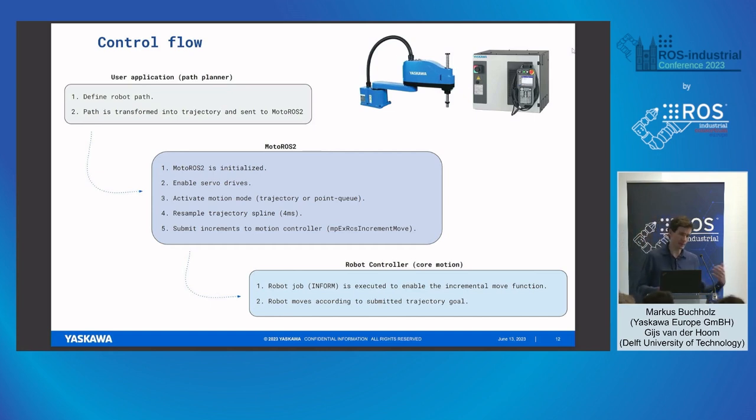And on the MotoROS application, the MotoROS2 interface submits increments to the execution on the controller. On the controller side, we run the inform job, which enables the incremental move functions. Afterwards the robot moves as was planned.